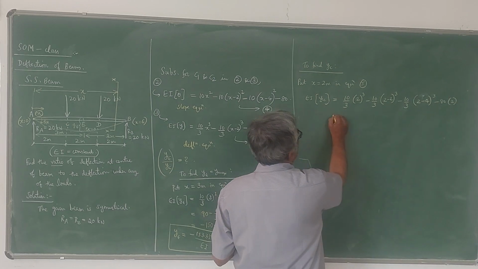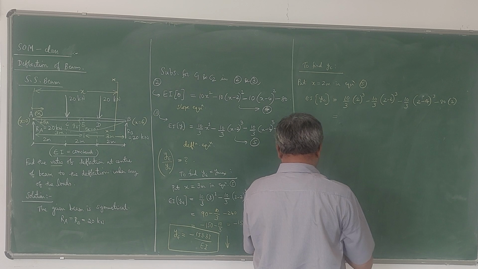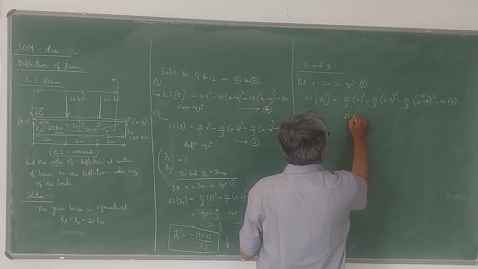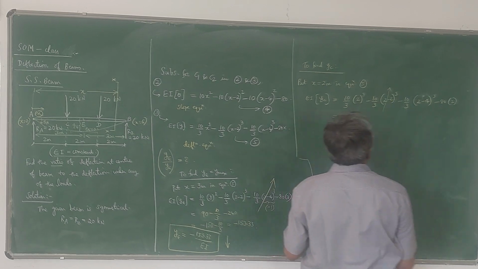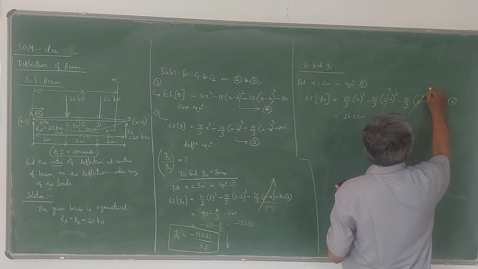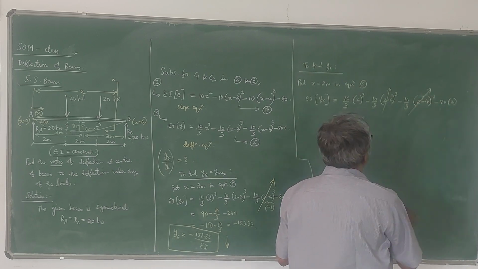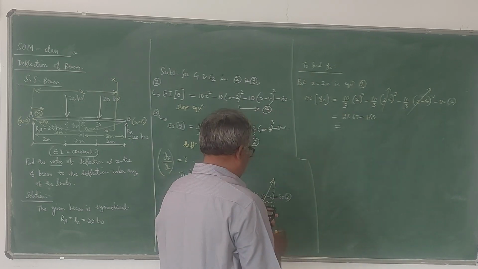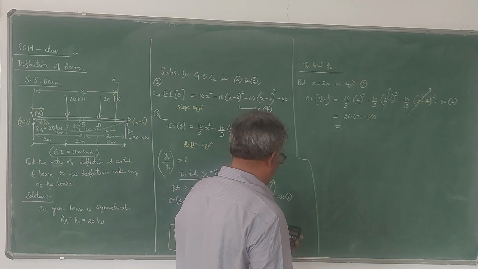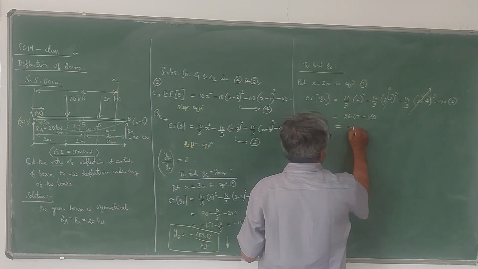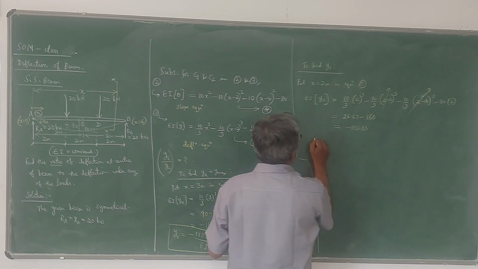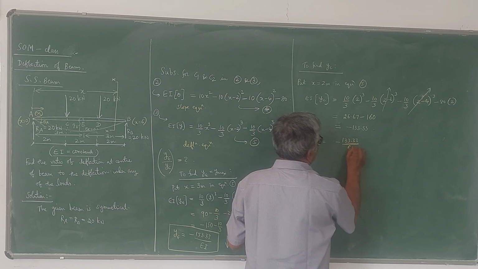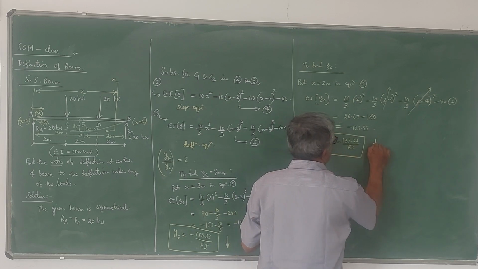Here you can see this is 10 into 8, 80 by 3. 80 divided by 3 is 26.67. Minus, of course this becomes 0, 2 minus 2 is 0. This is negative, so 2 minus 4 is minus 2, negative, you can omit that. So only this term will be there, minus 160. So 26.67 minus 160 is minus 133.33. Therefore, YC is minus 133.33 divided by EI. Once again, this is negative, which means deflection is downwards.